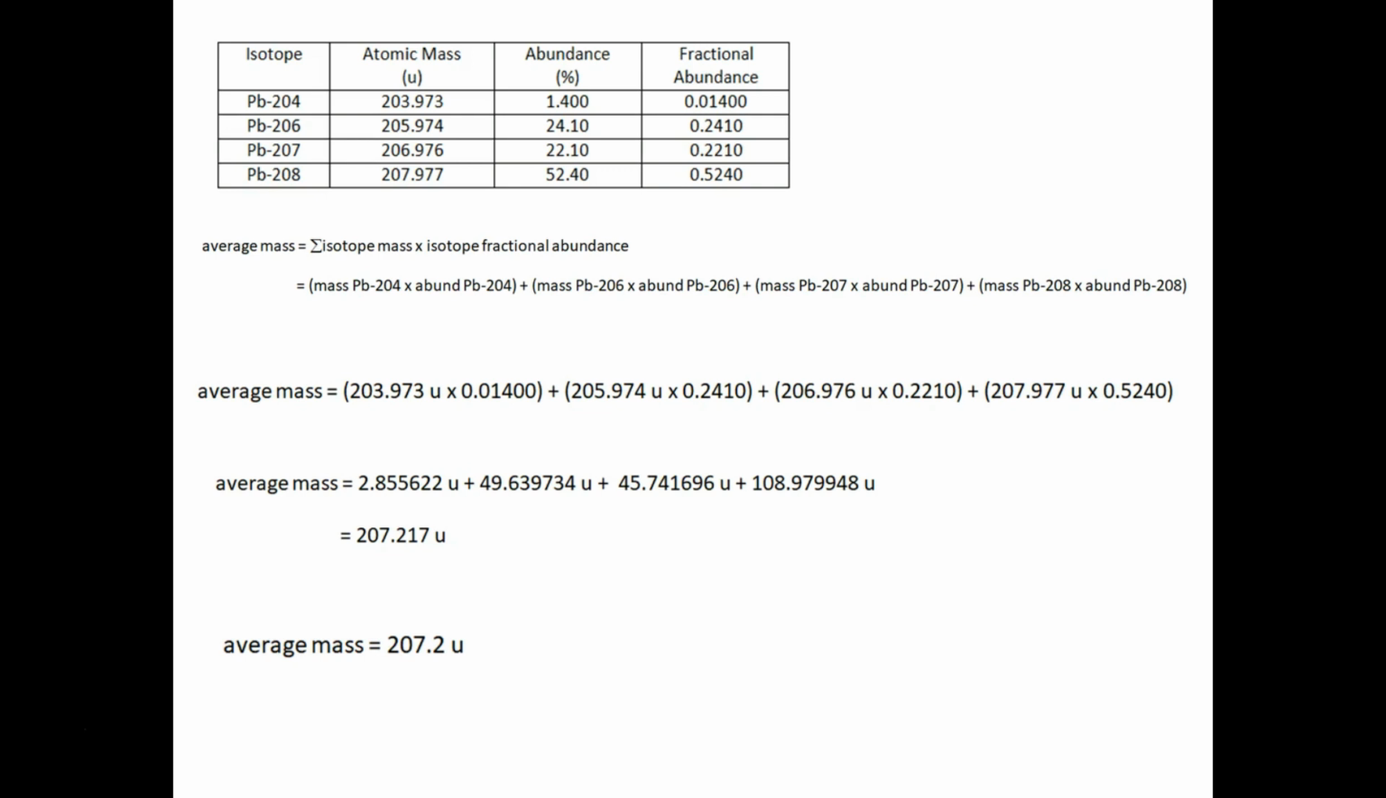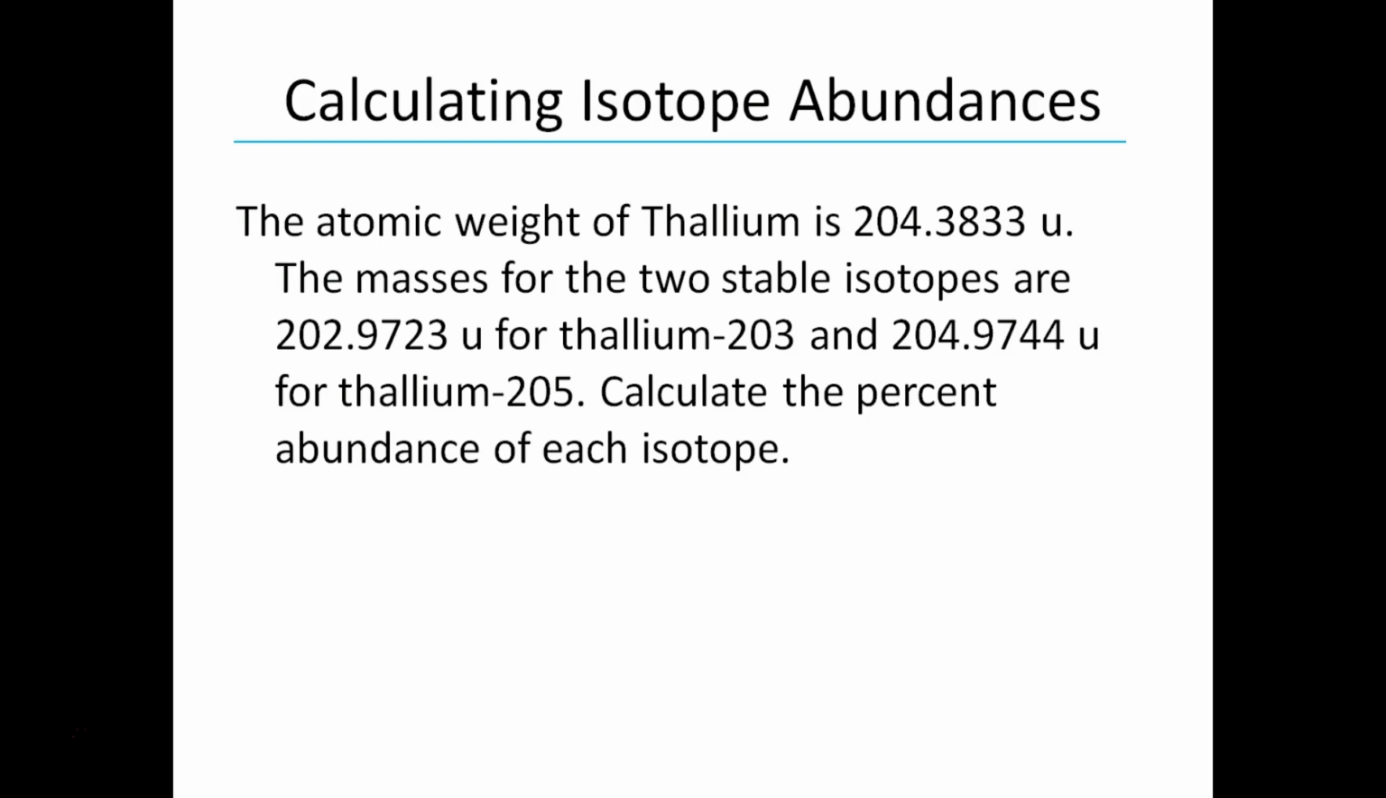So this is the simplest type of question in terms of abundance, where we give you the abundance of each type and the mass of each type, and we have to calculate the average. A little bit more challenging type of question is one where you're given the average mass and the mass of the isotopes and asked to calculate the abundance. But regardless of which way we do it, we still start off answering in the same way.